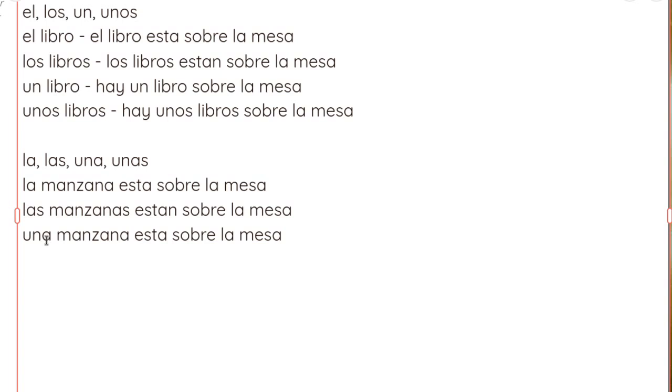An apple is on the table. An apple is on the table. Okay. Next, unas manzanas están sobre la mesa. Some apples are on the table. Okay.